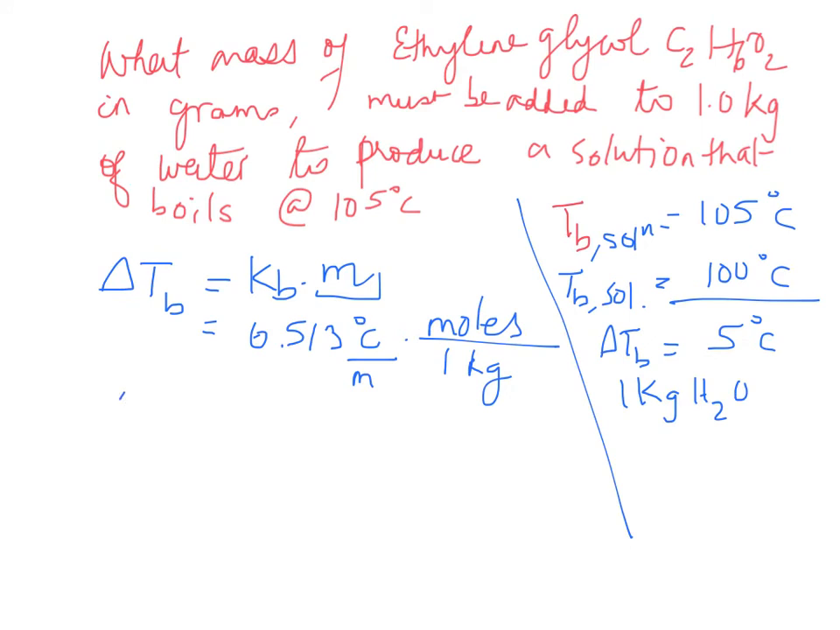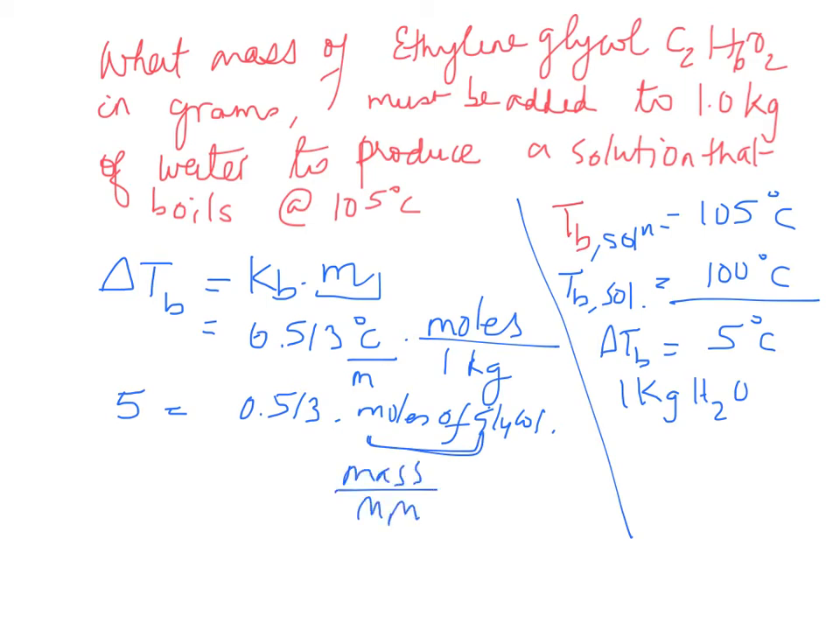So we can say that the 5 degrees that we are getting is equal to 0.513 times the moles of ethylene glycol that we have. And you know that moles are nothing but mass divided by molar mass. So if you knew the molar mass, you would be able to simply calculate the mass that is required to bring out this kind of a change.